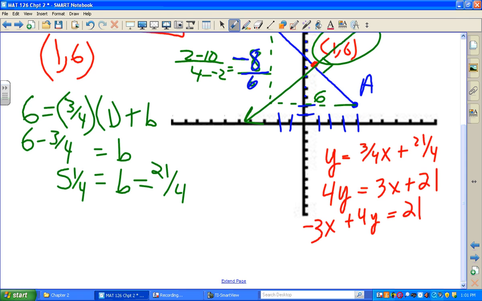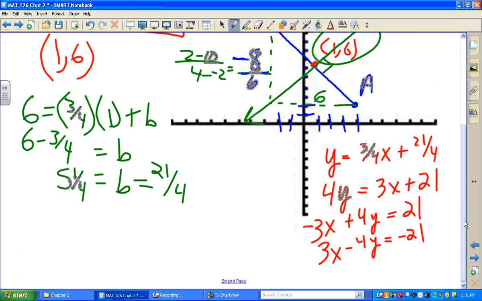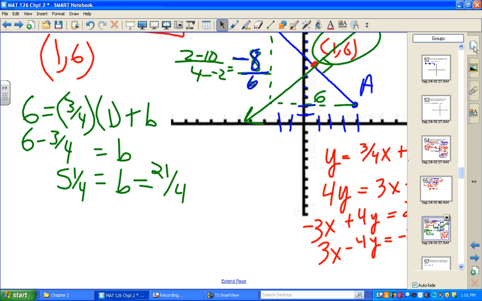Yeah? Well, what would you do if you had a negative a? Well, then it becomes 3x minus 4y equals negative 21. Okay, then negative b. Yeah. See, a is first. Ax plus by. Some people say you have to have a positive a for general form. And this book never said that. So I was kind of confused as to why they would leave it negative. But it's not really that big a deal, I guess. You can just run the negative through. Am I close?